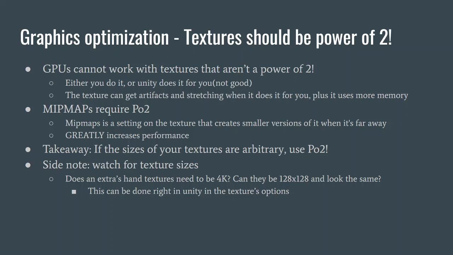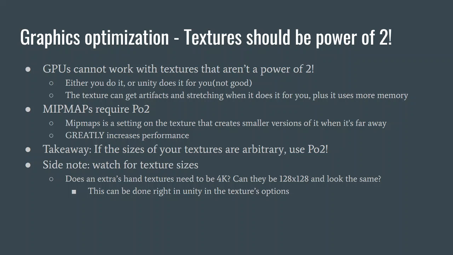You can have things that are, let's say, not a perfect square. They don't have to be perfect powers of 2. They could be, for example, 1024 by 512, so like a rectangle. But basically, the long and short of it is GPUs cannot work with textures that aren't power of 2. So it's either you do it or Unity does it for you. Unity has a system to do it automatically, but basically what you get is artifacts and stretching, and it also uses more memory. It also takes more time to build.